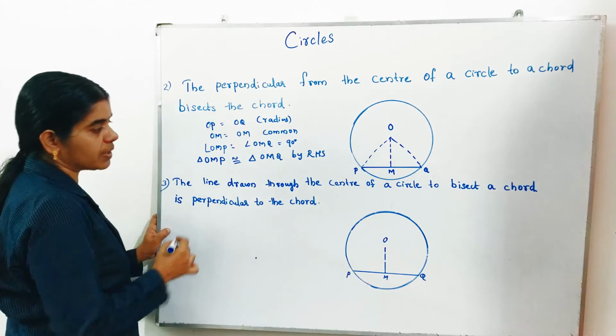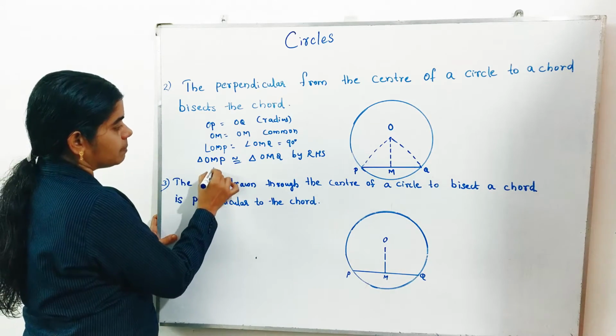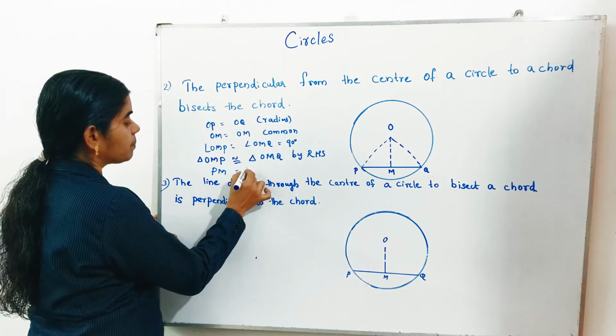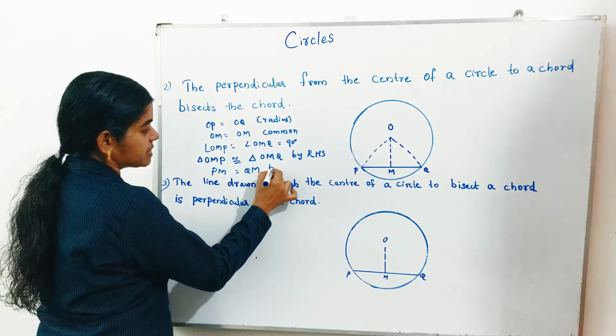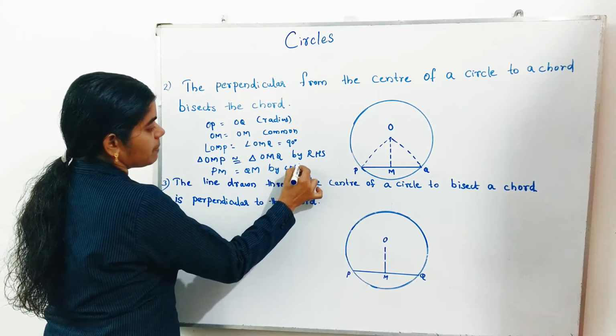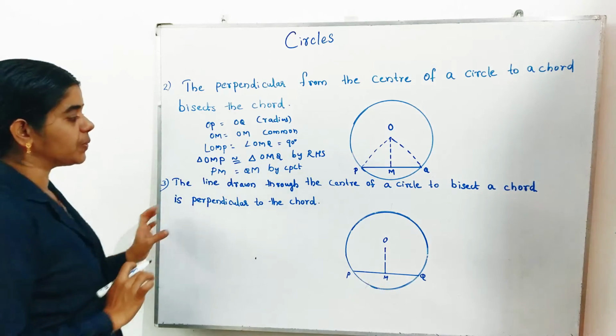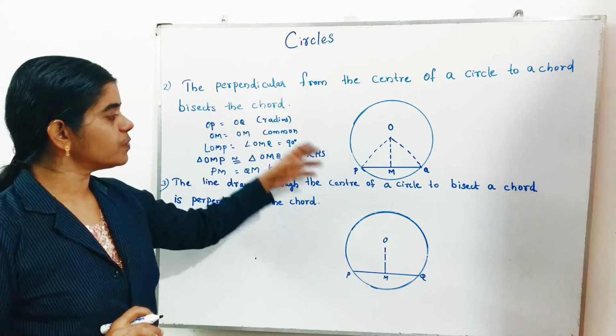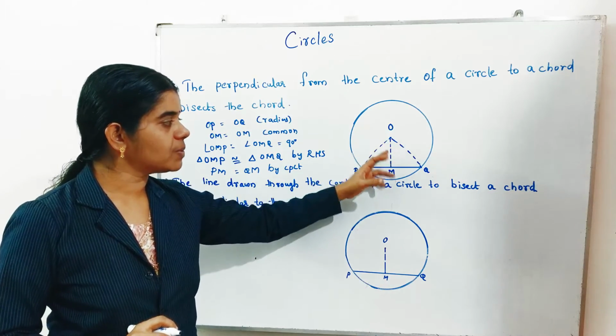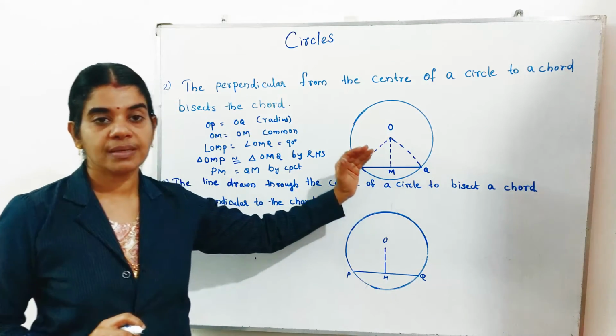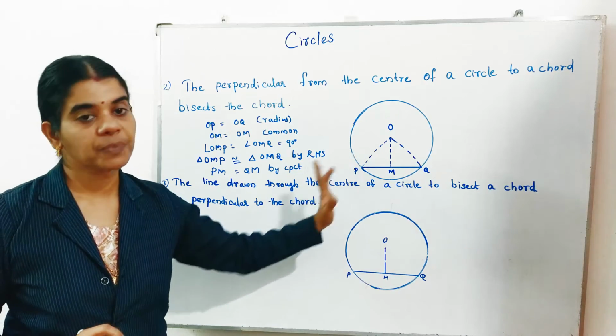By the RHS congruence rule, we can write PM is equal to QM by CPCT. Corresponding parts, just look here, PM, here QM. PM is equal to QM by CPCT. So we can say that the perpendicular from the center to the chord of a circle bisects the chord.